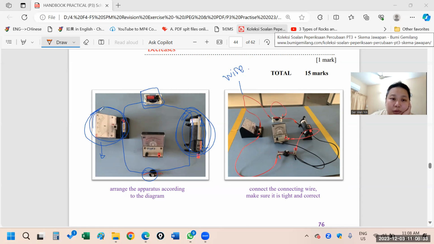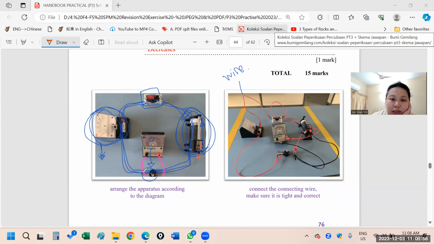Why put the ammeter and voltmeter face to your side? So that they're easy to see. Connect series first. Voltmeter always parallel, like that.